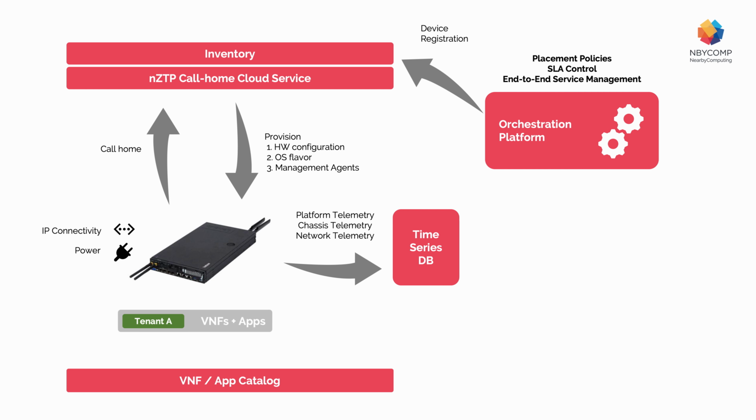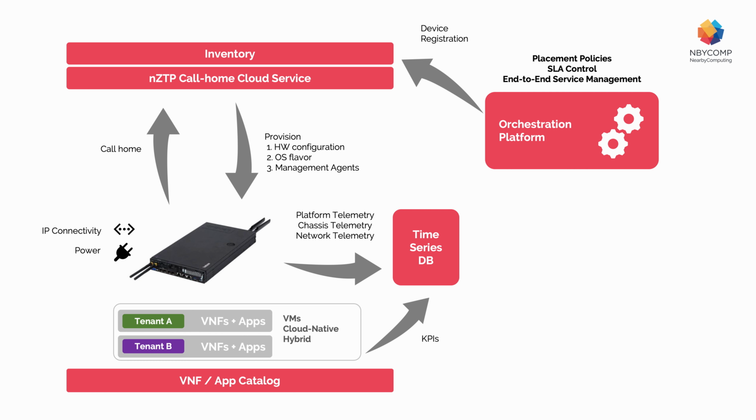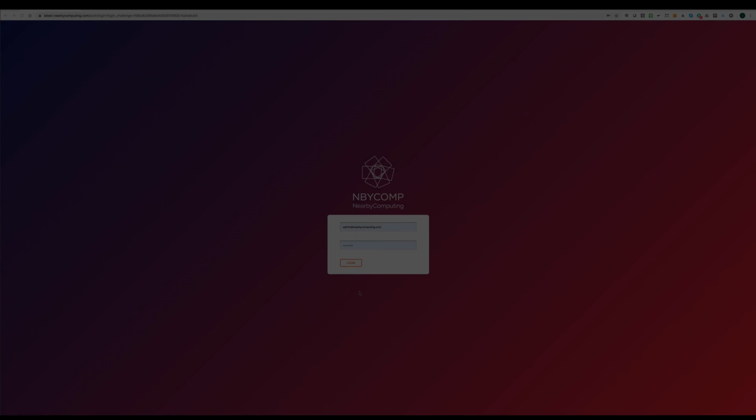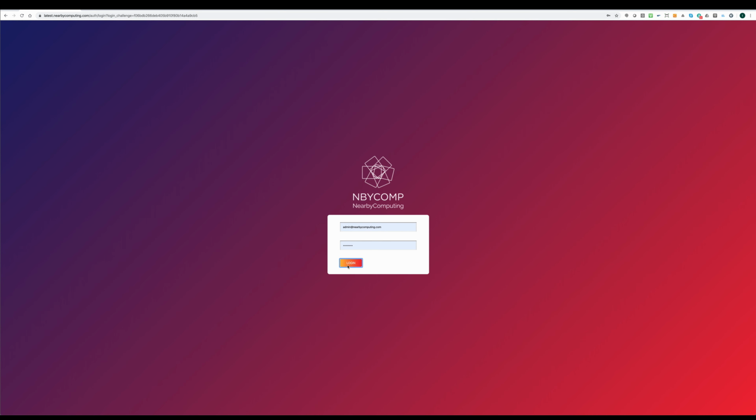At this point, the next step is to start deploying services in the hardware. Services may comprise BNFs and IT applications and can be packaged using VMs, cloud-native containers, or hybrid solutions. For each active service, application KPIs are continuously collected. So let's start with the deployment of the network services provided by the telco.